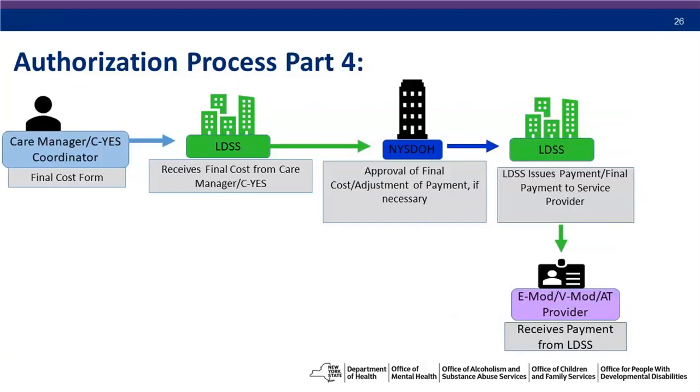So the care manager in this illustration is receiving the final cost form that they have received from the vendor. They are going to send that along to the LDSS, and the LDSS is going to review and then send it over to DOH. As long as everything's good, they're going to approve that cost adjustment and payment, and they're going to issue a notice to the LDSS so that the LDSS knows that we can process payment to that vendor and that payment will receive their payment.